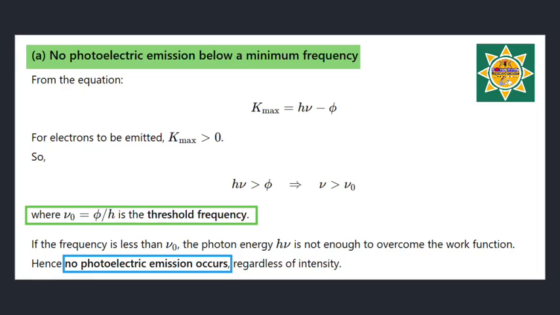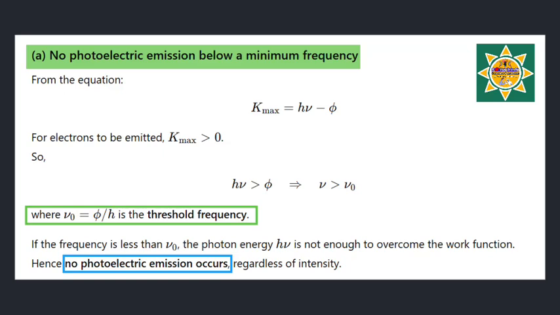No photoelectric emission below a minimum frequency. So here we have already this equation, K max is equal to h nu minus phi. As I already mentioned, phi represents the work function. Here, for electrons to be emitted, the kinetic energy must definitely be greater than zero. So the photon energy, h nu, must be greater than phi. It means nu should be greater than nu naught, because phi can also be expressed as h nu naught. So h nu is greater than h nu naught. h being constant, nu is greater than nu naught.